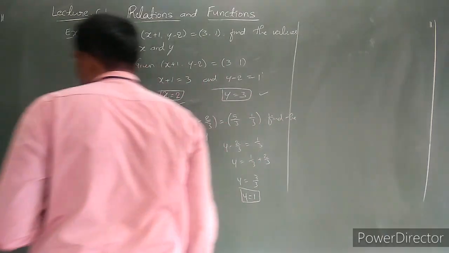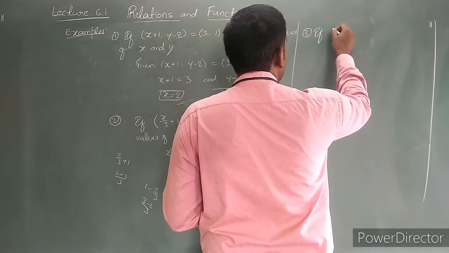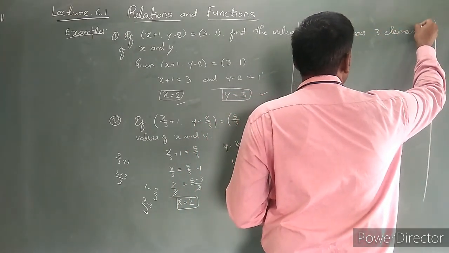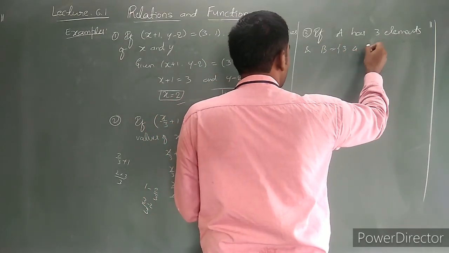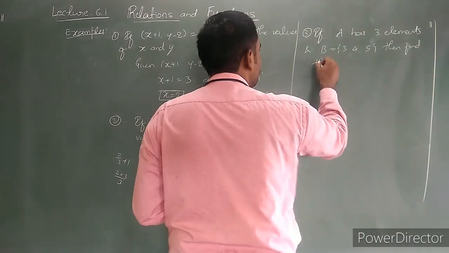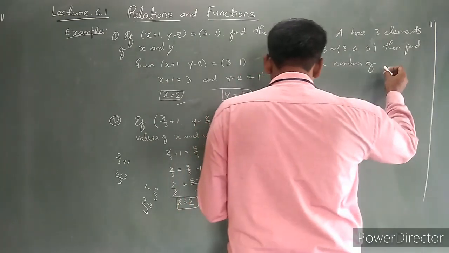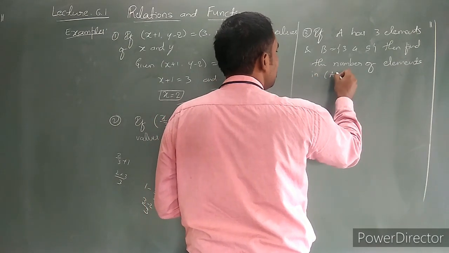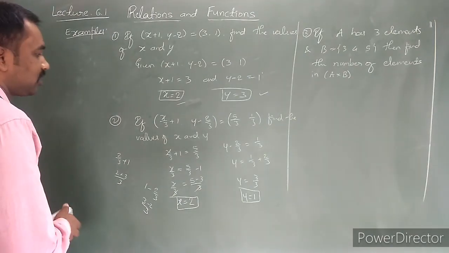Now let's take the next example. If the set A has 3 elements, and the set B is equal to 3, 4, 5, then find the number of elements in the Cartesian product A cross B.